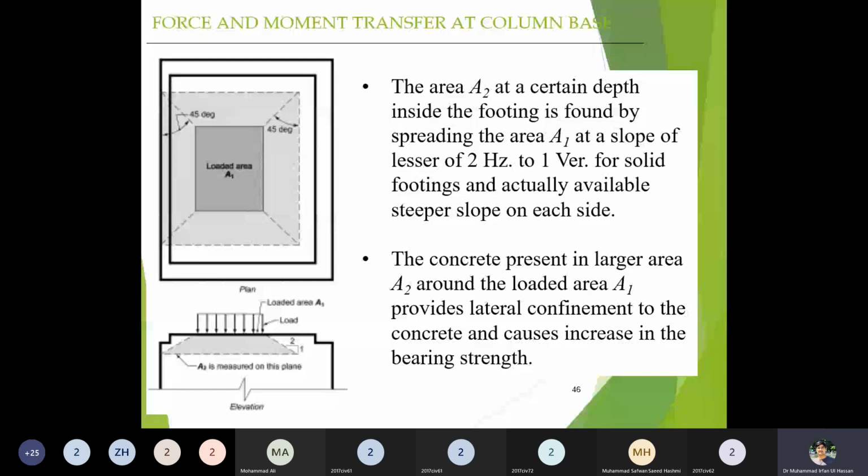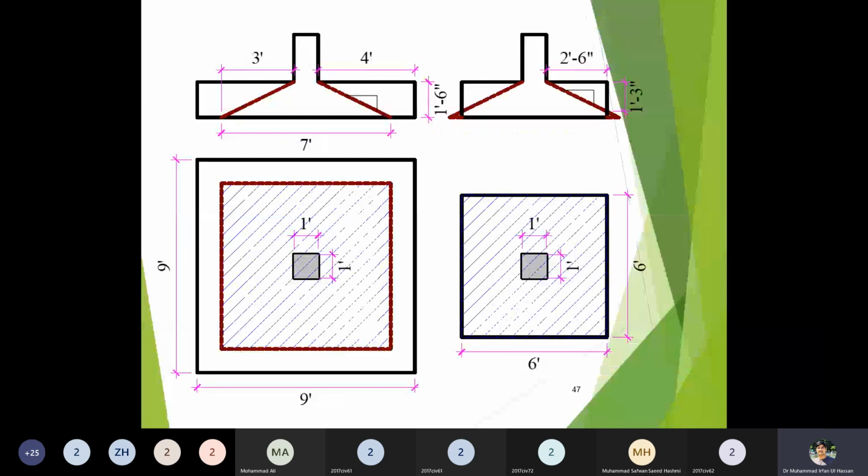So the concrete present in the larger area A2 around the loaded area A1 provides lateral confinement to the concrete and causes an increase in the bearing strength. So normally what we do is we spread the area A1 by making a triangle throughout the depth of the footing, a triangle of 1 vertical to 2 horizontal, and we see what is the maximum area obtained at the bottom of the footing. So that larger area is basically A2, obtained at the bottom of the footing.